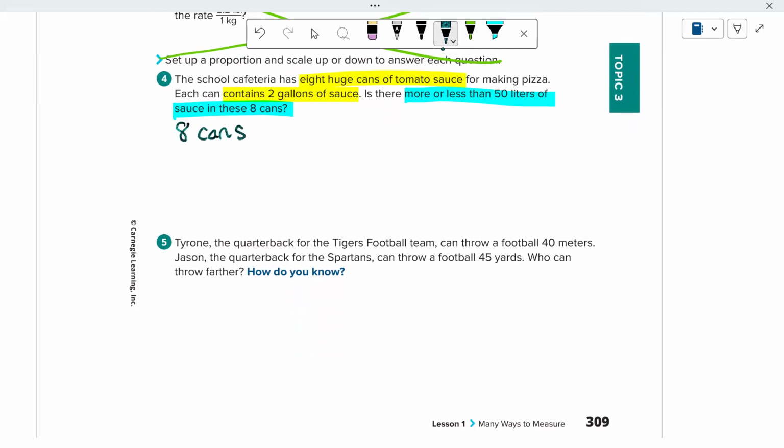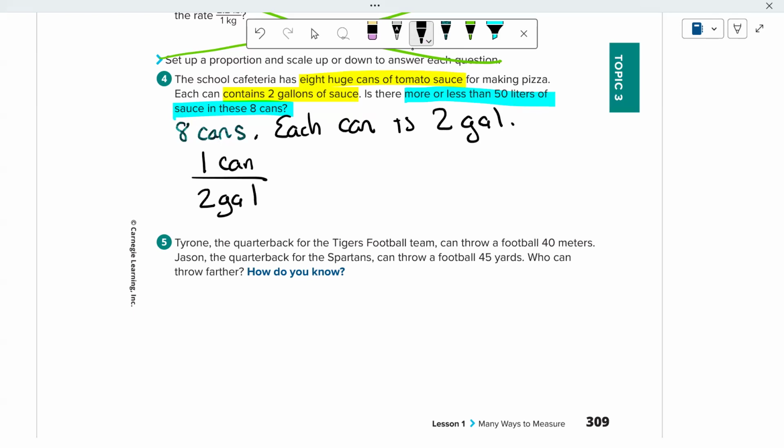Let's write what we know. Each can is 2 gallons. So what do I know? For every 1 can, there are 2 gallons of sauce. Oh, look, I just found out my unit conversion. So every 1 can is 2 gallons of sauce. I want to know, is there more or less than 50 liters in 8 cans?